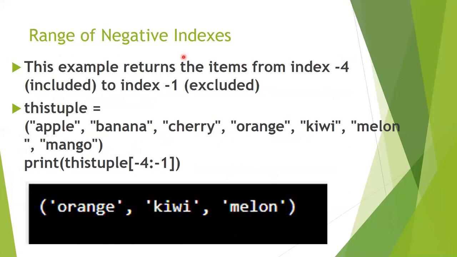Range of negative indexes. As we have discussed earlier, if we want to print from -4, we can see where it is: -1, -2, -3, -4. It will start from orange and -1 is not included. Orange, kiwi, melon. -1 is not included means the last element will not be printed.